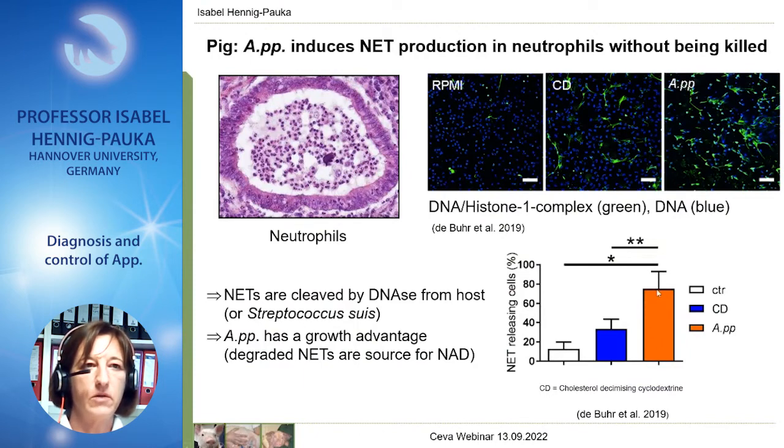More than 80% of the neutrophils produce nets when they are in contact with APP. But APP is not killed by the nets, because these nets can be cleaved by DNases from the host or by DNases produced by Streptococcus suis. And so finally, APP can have a growth advantage from these degraded nets because they are a source for NAD. And in our opinion, it might be important also to control Streptococcus suis on some farms, also with respect to APP.